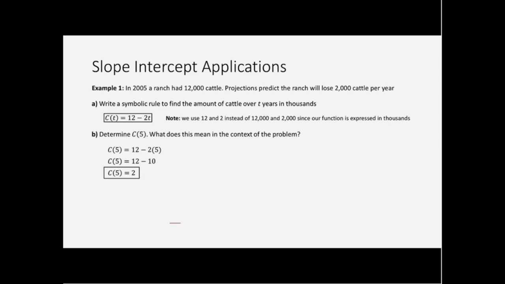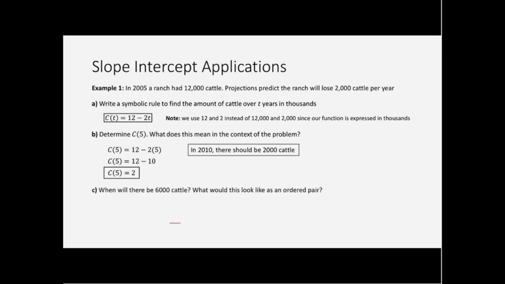What does it mean in the context of the problem? Well, if that is 5, that means 5 years after the start. So we started in 2005. That means 5 years past that will be 2010. And that 2 stands for the fact that that's our output, how many cattle we have left. So in 2010, which is 5 years after the start, there should be 2,000 cattle.